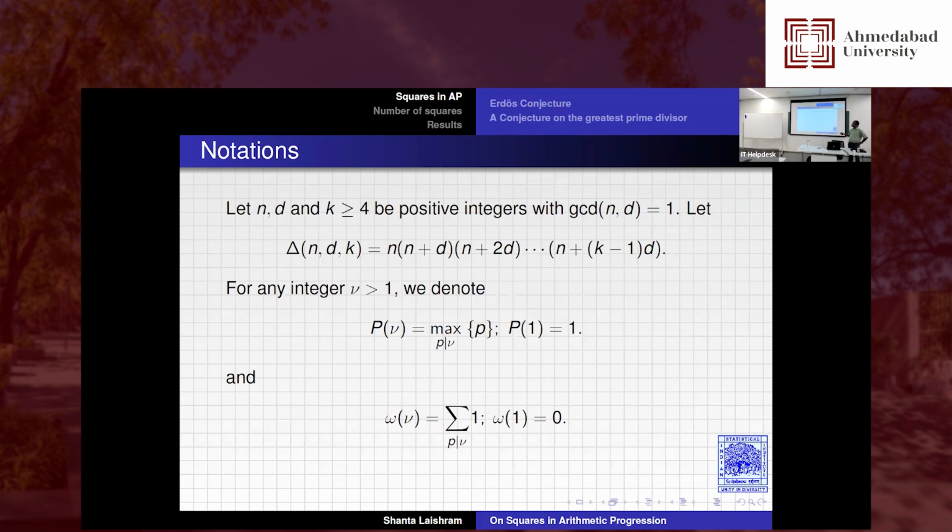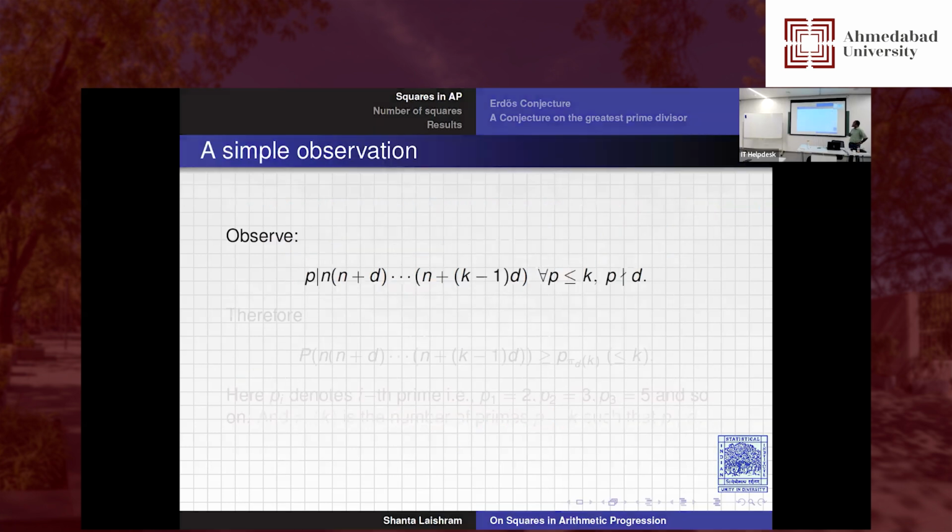For me, P of some number is just its maximal prime divisor. For example, P of 100 is 5, because 2 and 5 are the only primes dividing 100. For completeness, we take P of 1 to be 1. And omega of some number is the number of distinct prime divisors. 100 has 2 and 5, so 2 prime divisors, so omega of 100 is 2. Omega of 1 is 0.